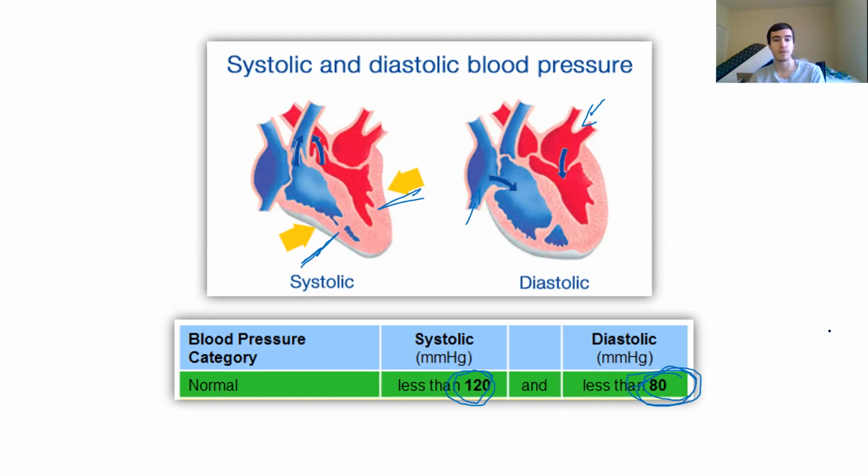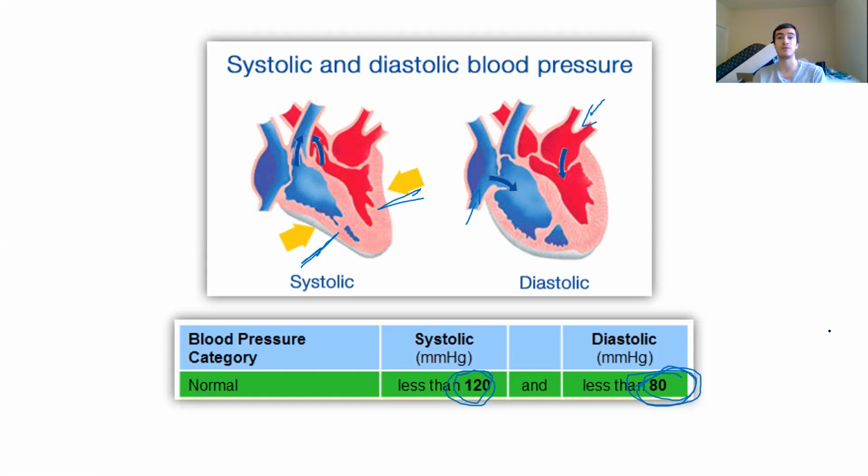So if your measurements are significantly higher than that, like you're measuring somewhere around 135, 140 for your systolic and 90 or 100 for your diastolic, that might be a sign of high blood pressure. Whereas if your systolic is only around 100, 110, and your diastolic is somewhere around 50 or 60, that's a sign of low blood pressure.